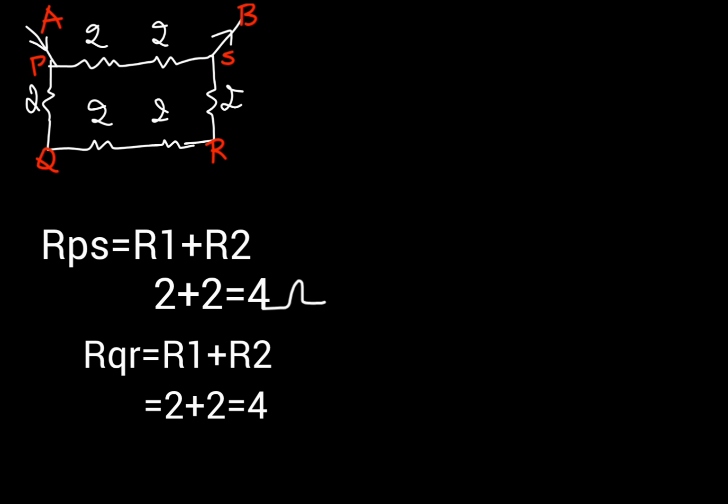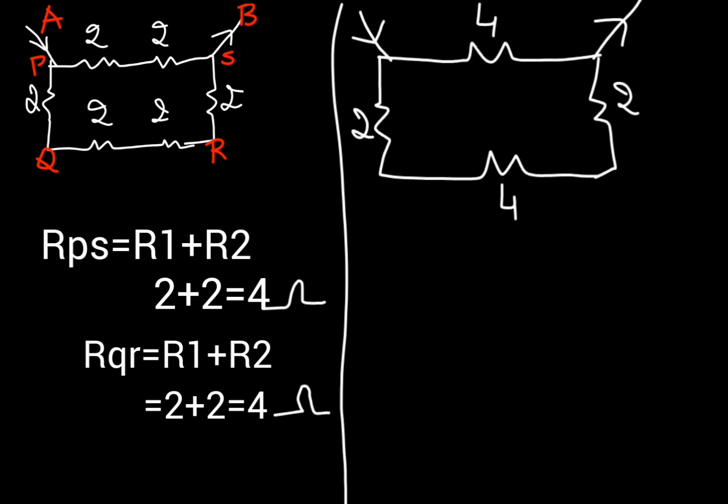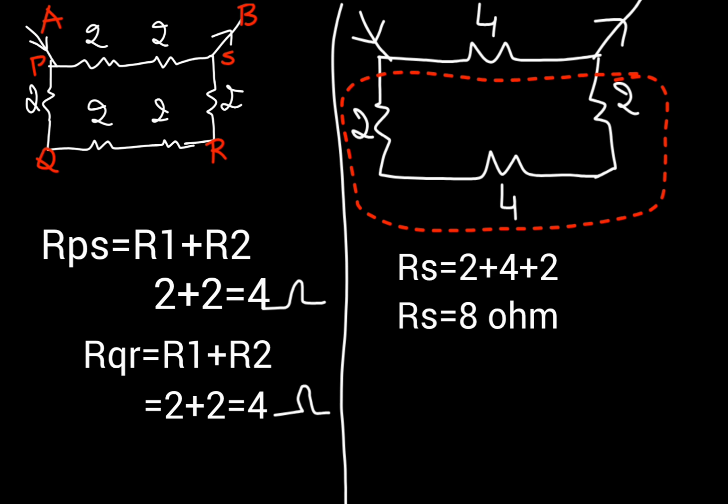Let me rewrite the circuit once. Now between P and S, the resistance value is 4 ohm. Between Q and R, the resistance value is 4 ohm. Between P and Q is 2 ohm. S and R is 2 ohm. Here 2 ohm, 4 ohm and 2 ohm are connected in series. We can directly substitute these three values in the series combination formula. So that means R1 plus R2 plus R3. 2 ohm plus 2 ohm plus 4 ohm gives 8 ohms.